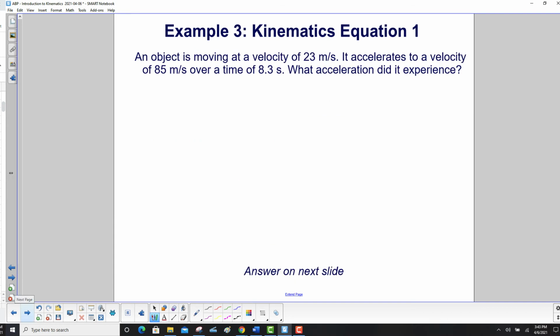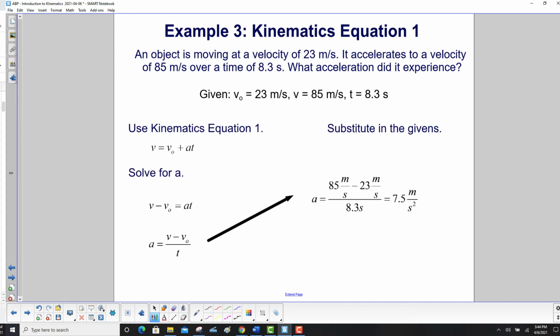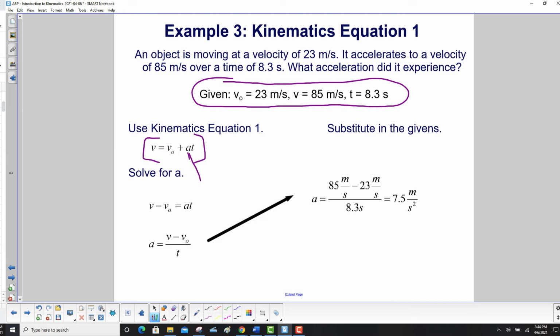Example 3. An object is moving at a velocity of 23 meters per second. It then accelerates to a velocity of 85 meters per second over a time of 8.3 seconds. What acceleration did it experience? We write out our givens, initial velocity, final velocity, and time, and we need to find acceleration. So we have Kinematics Equation 1, but the problem is we need to solve for acceleration. Do not plug the givens in yet.